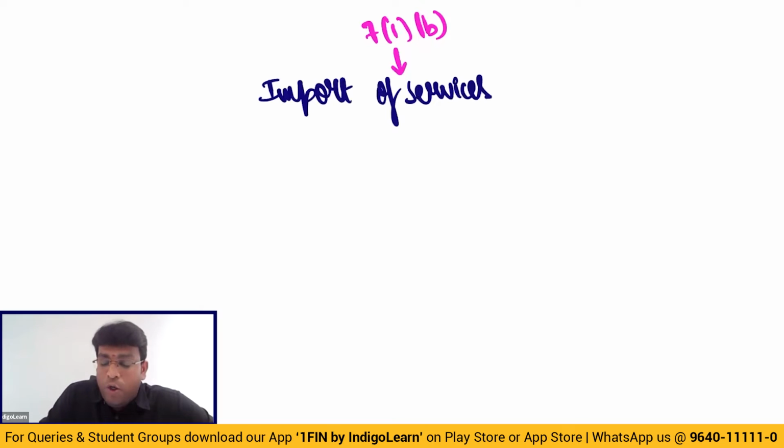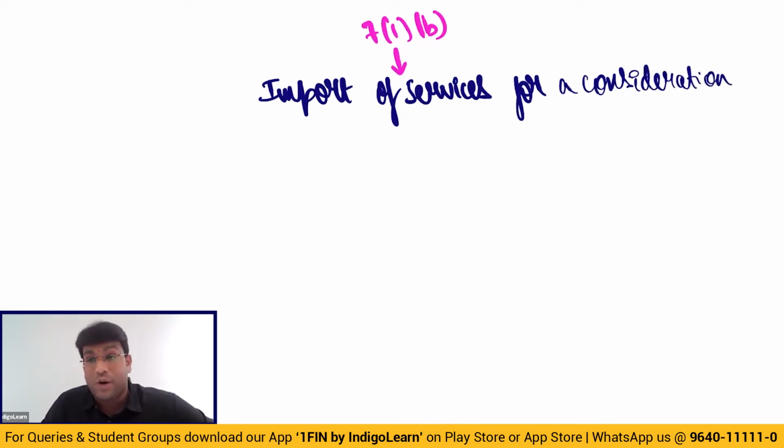7.1b. Which section? 7.1b. 7.1b talks about import of services for a consideration. We imported what? Services. That means what? From outside India, we're taking some service. And I'm sure we all know that the transaction is covered under reverse charge mechanism. If supplier is outside India and receiver is in India, the transaction will be covered under a reverse charge mechanism.